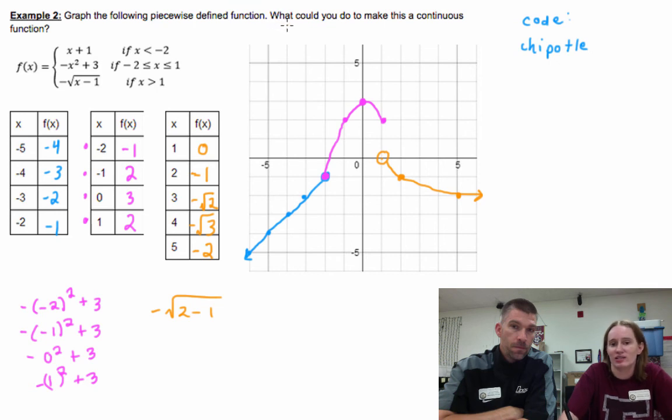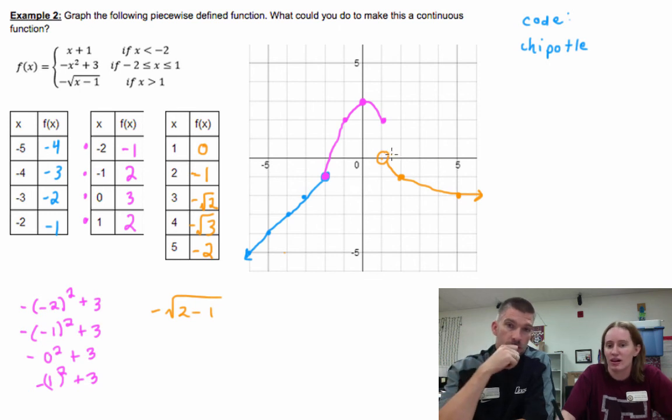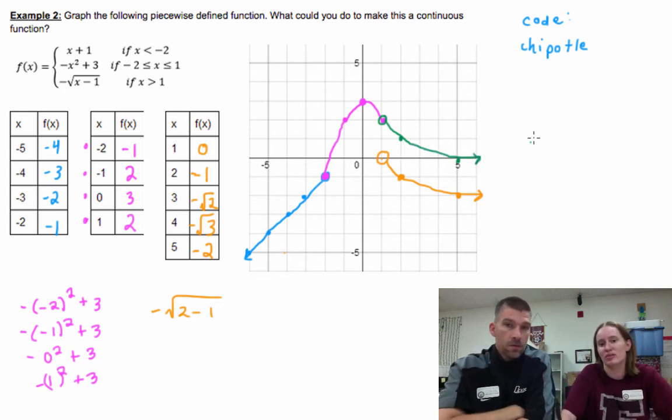Now, the second question on this was, what could you do to make this a continuous function? Well, I have an idea. What if we took that tangerine-colored graph and raised it up 2 units? So you're saying we take this point and move it to here. And that would move this one here, and this one here. Does that look like it's continuous? Yeah, I think so, because you could trace that without picking up your pencil.